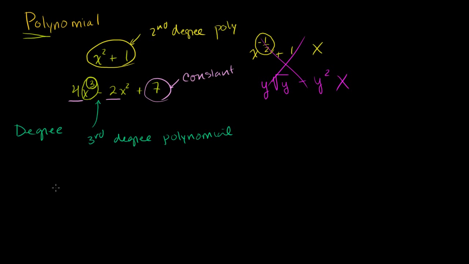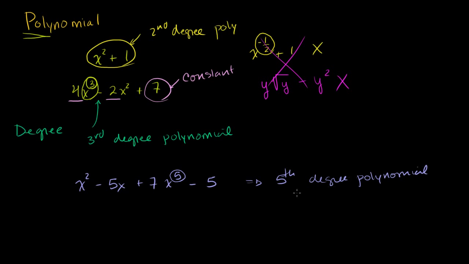So let me write a fifth degree polynomial here. And I'm going to write it in maybe a non-conventional form right here. I'm going to not do it in order. So let's just say it's x squared minus 5x plus 7x to the fifth minus 5. So once again, this is a fifth degree polynomial. Why is that? Because the highest exponent on a variable here is the 5 right here. So this tells us that this is a fifth degree polynomial.